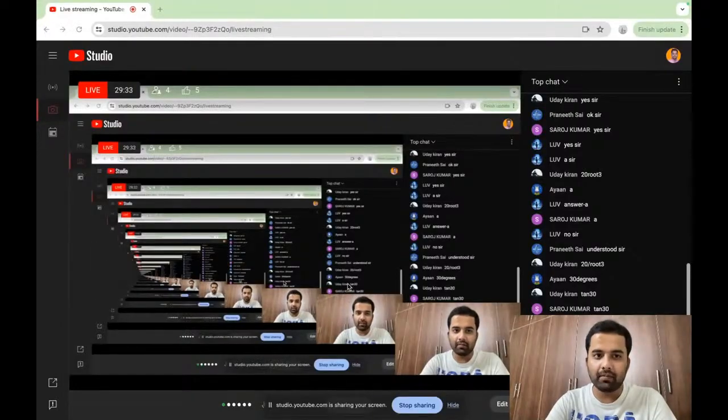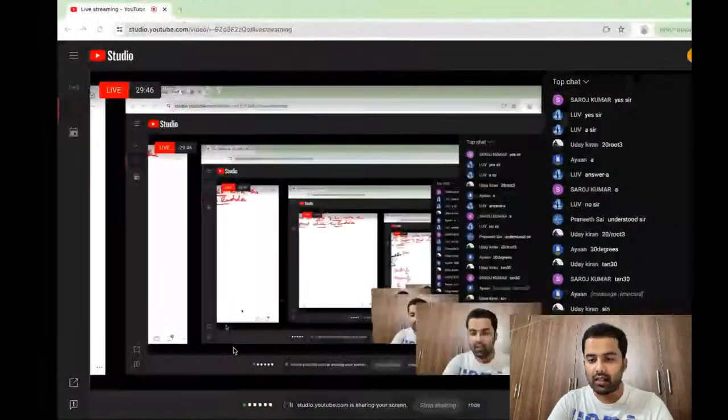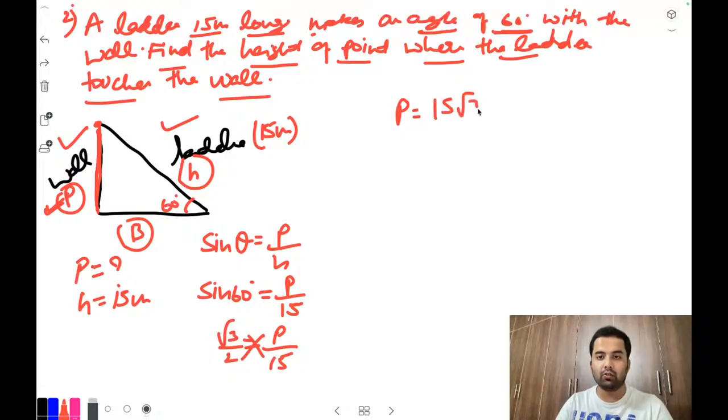Sine 60, what did you keep? Root 3 by 2. Okay, fine. So keep that value then. Sine 60, root 3 by 2, you kept? Fine. P upon 15, cross multiply. So P equal to what? 15 into root 3 divided by 2. Keep it as a meter. Done.